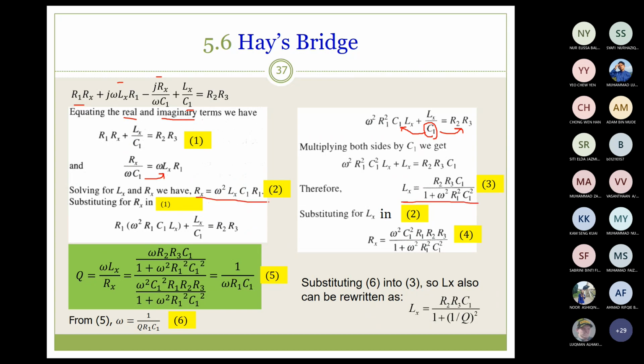This is for the Rx, and this is for the Cx. But from here, we substitute again the value of Lx into the Rx here. So we can find that Rx is omega squared C1 squared R1 R2 R3 over 1 plus omega squared R1 squared C1 squared. So inside the Hay bridge, the value of Rx is this one, and this one is for the Lx.